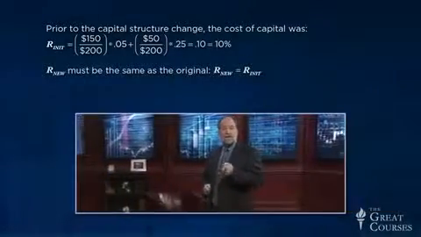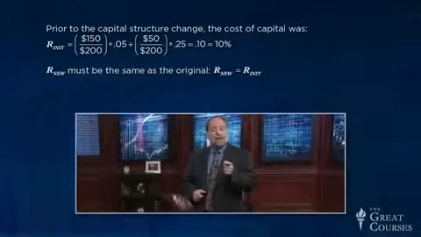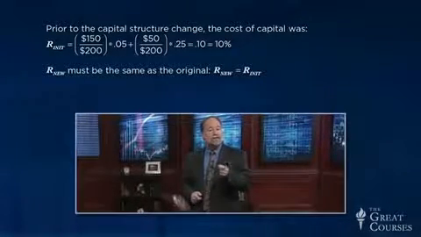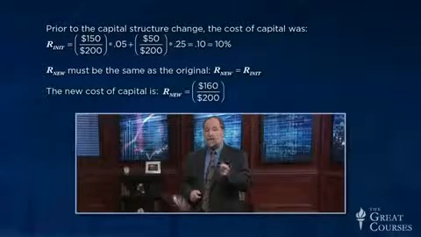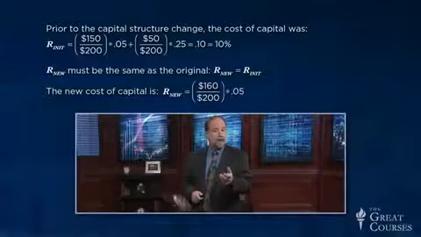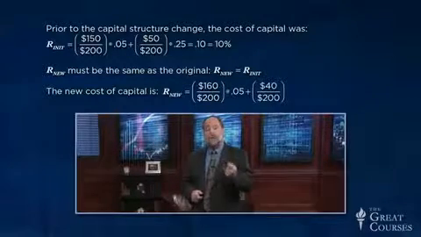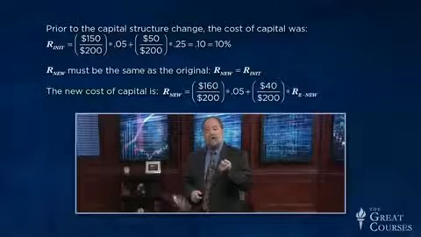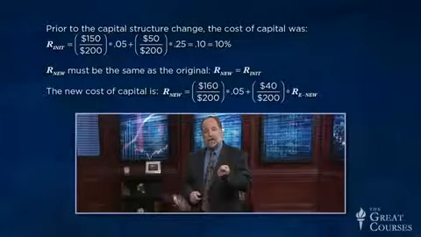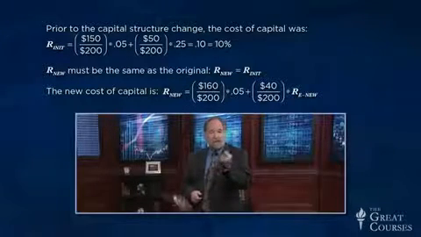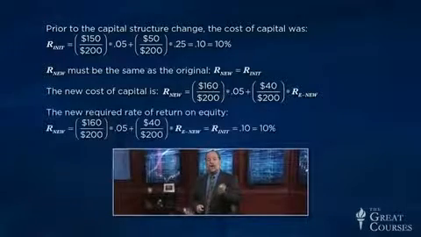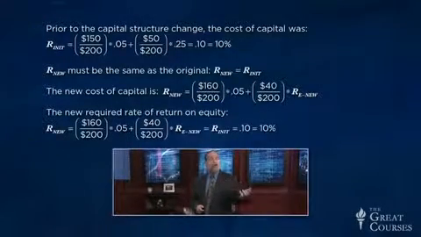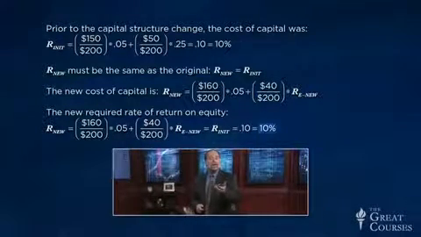After the capital structure change, the new cost of capital, let's call it R new, must be the same as the original. That is, R new must be equal to R init. The new cost of capital is going to be equal to 160 divided by 200 times 0.05 for the risk-free rate, plus 40 divided by 200 times R E new, the new required rate of return on the equity. The new required rate of return on the equity must be such that the old cost of capital of 10% is equal to the new cost of capital, again, of 10%.